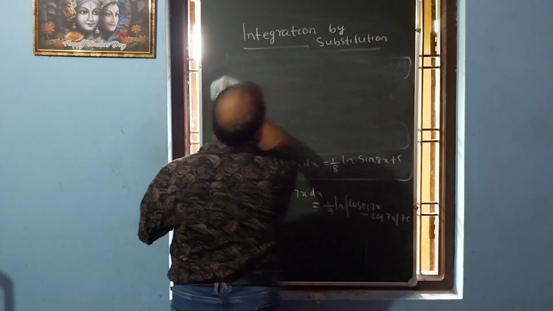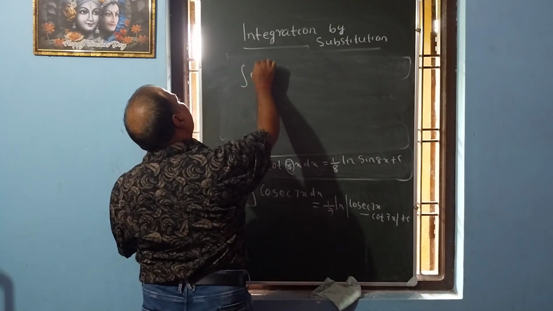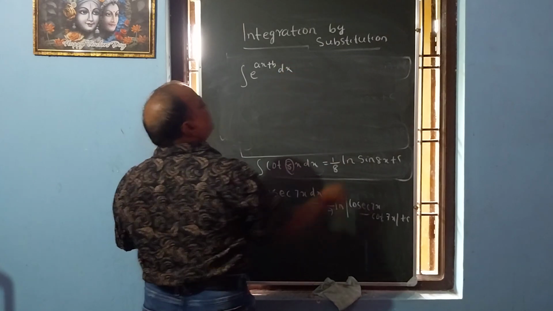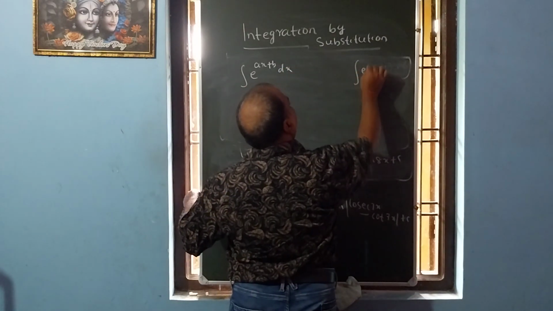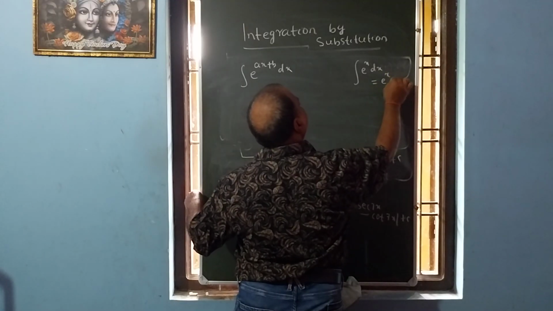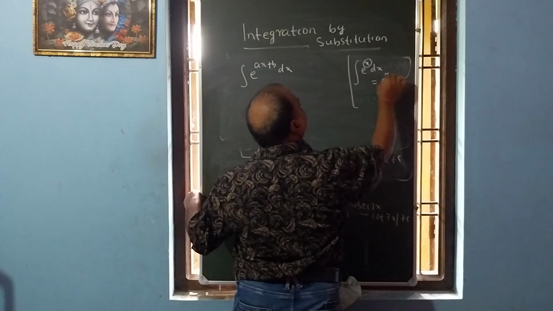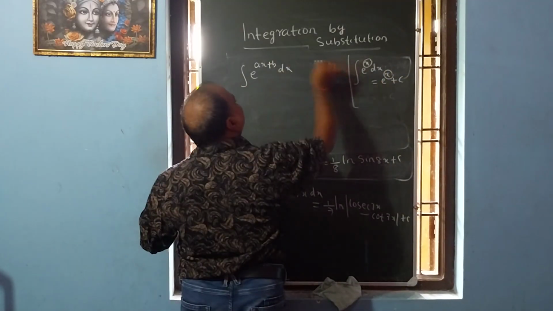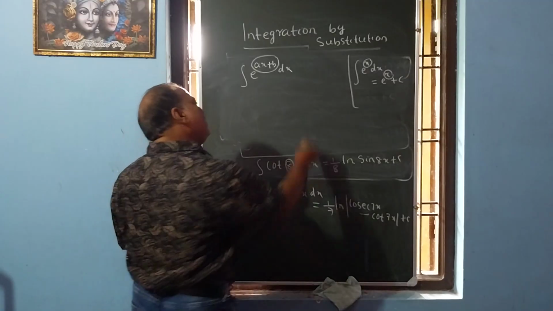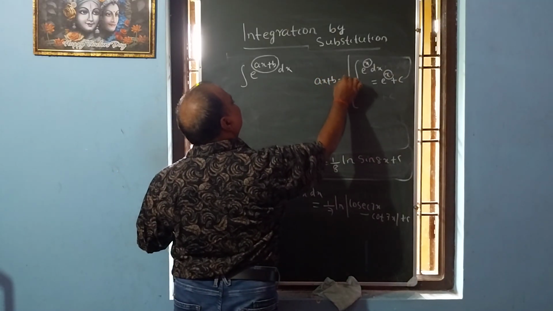Write down: integration of e to the power ax plus b dx. So we know that the integral of e to the power x dx is equal to e to the power x plus c. But here, in place of x, it is now ax plus b. So we have to take ax plus b as t.